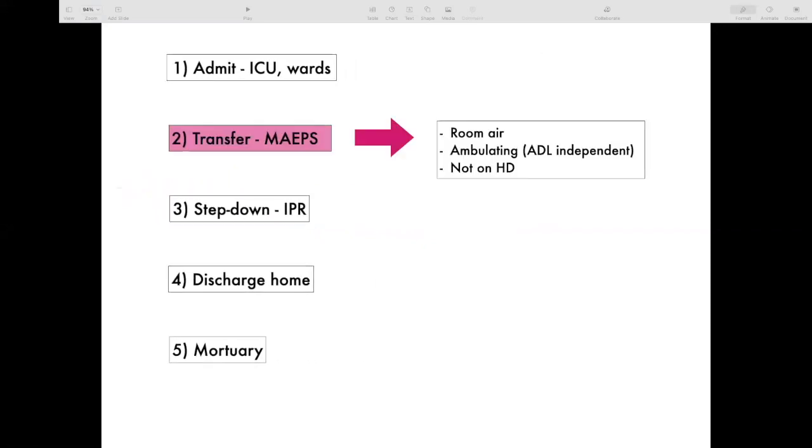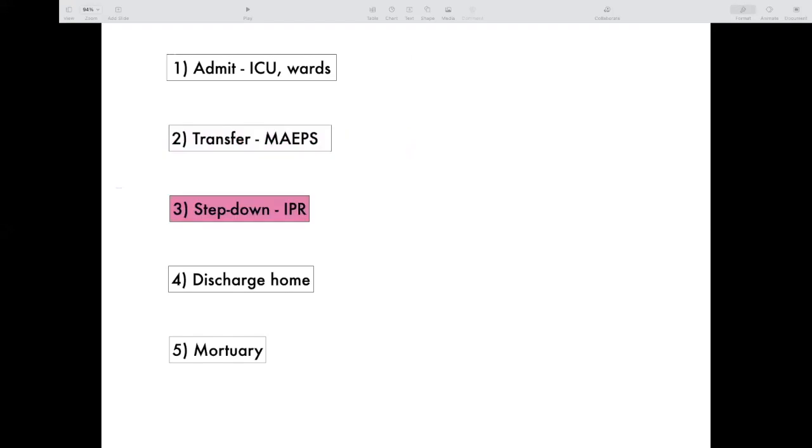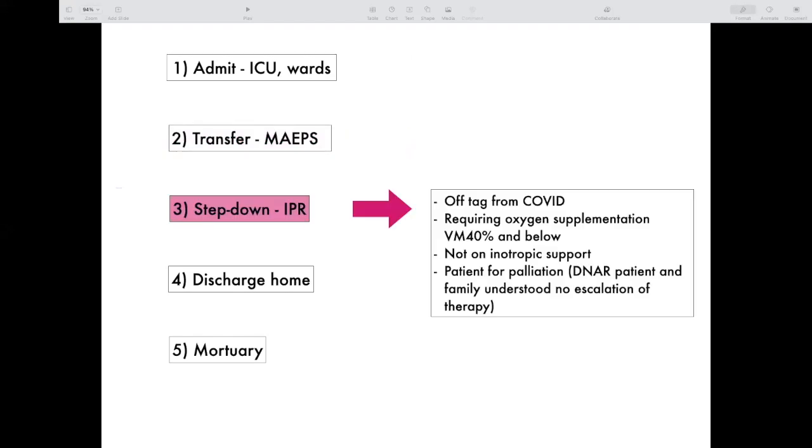Let's say the patient is transferred to MAEPS. These are the criteria we use to see if patients fit to go to MAEPS: they are on room air or ambulating, and not on HD. For patients that we can step down to IPR, these are the criteria: we have already off-tagged the patient and the patient still requires oxygen supplement, but with Venturi mask 40% and below. More importantly, patients should not be on inotropic support. And patients who need palliation, like DNR patients, we can also step down to IPR.